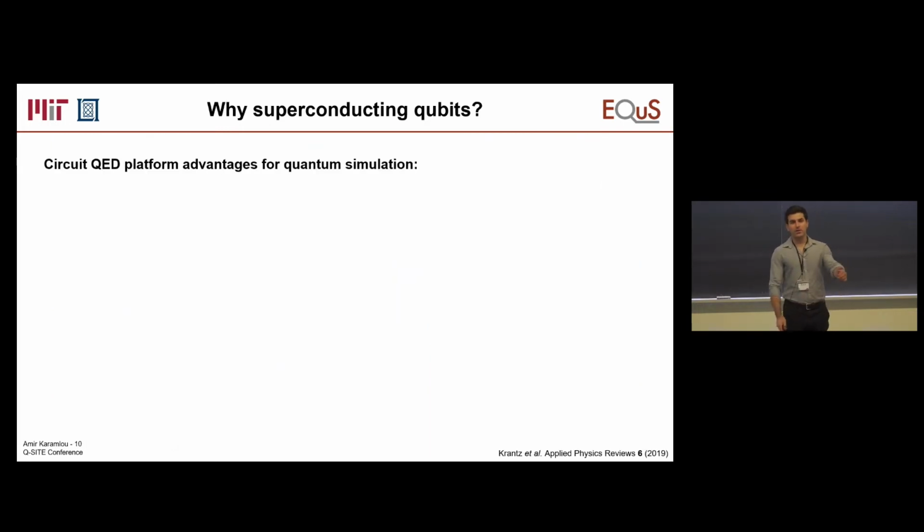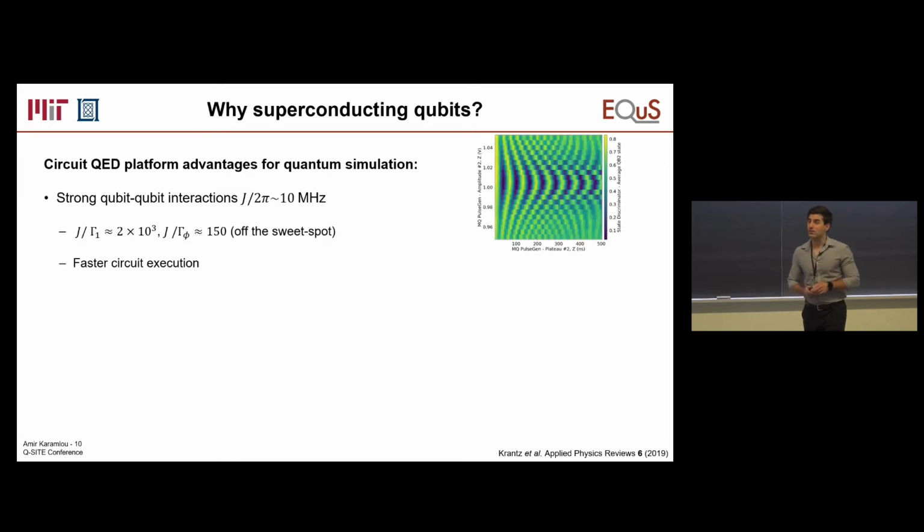Okay, so with that, why do we use superconducting qubits for quantum simulation? Well, there are a few reasons. First of all, there's a strong interaction between the qubits. Since we can design these capacitors to be large within a certain limit, we can make these qubits talk together much better than other platforms can. And basically, this means that we can get a lot done within the lifetime of our qubits.